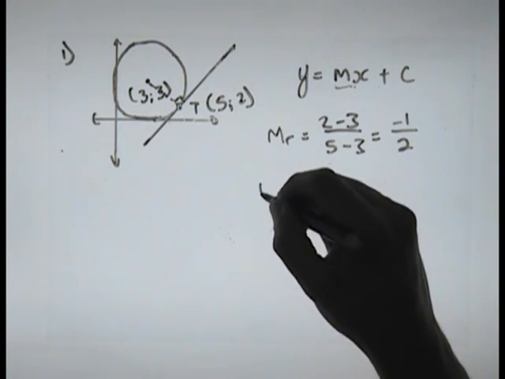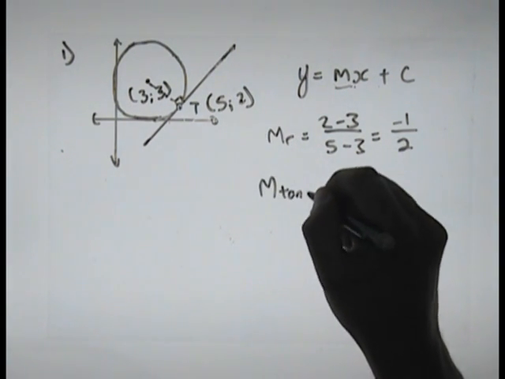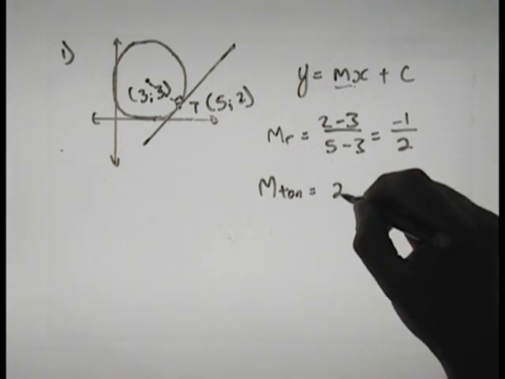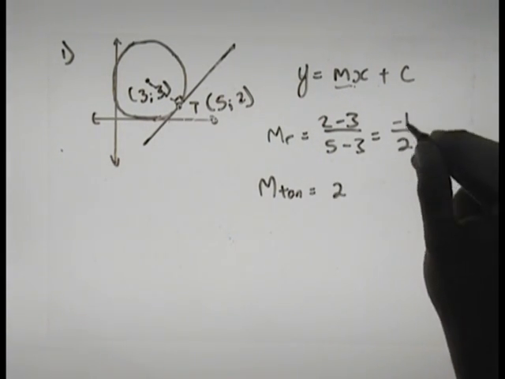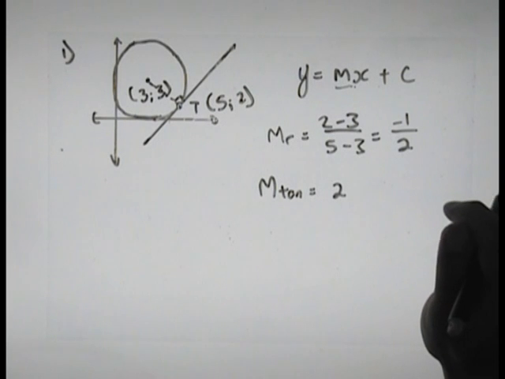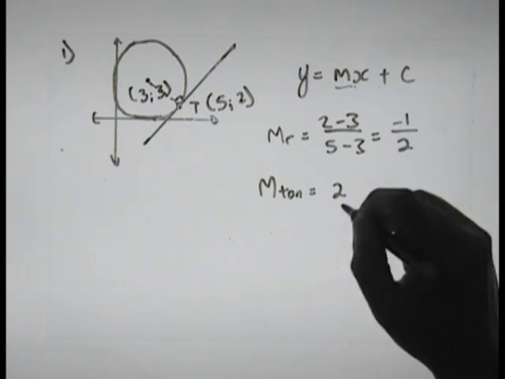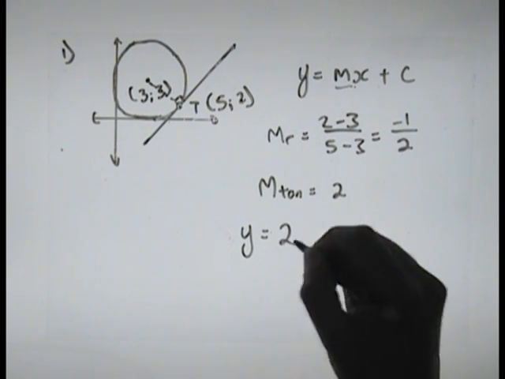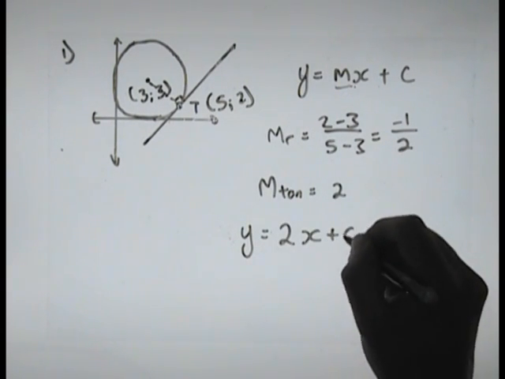That means that the gradient of my tangent is going to be positive 2, the negative inverse of that, because remember 2 times negative 1 over 2 is equal to negative 1. They're perpendicular to each other. That means that the equation of my tangent now reads y = 2x + c.